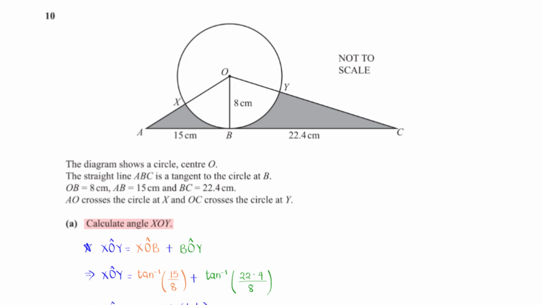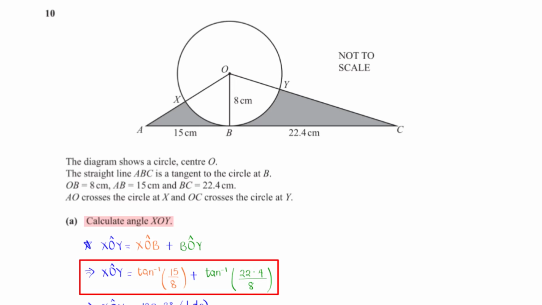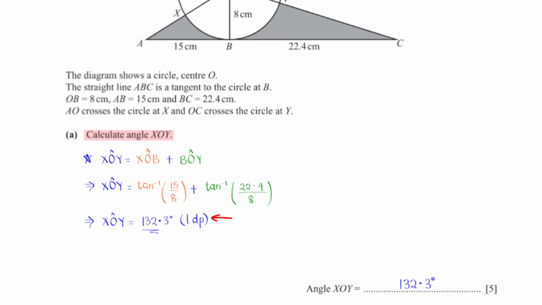Calculate angle XOY. Angle XOY is equal to angle XOB plus angle BOY. To get angles XOB and BOY, we apply SOHCAHTOA to triangles AOB and BOC respectively. So we get angle XOB to be tan inverse of 15 over 8. And we get angle BOY to be tan inverse of 22.4 over 8. When we type this into the calculator, we get 132.3 degrees rounded to 1 decimal place.